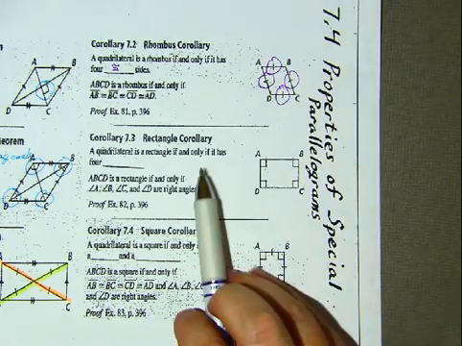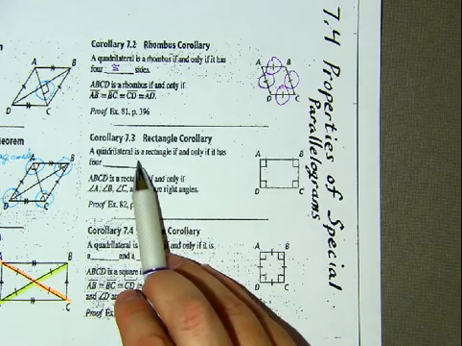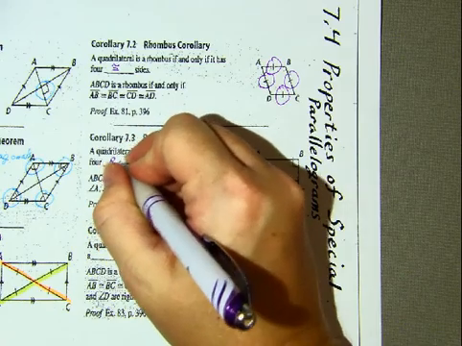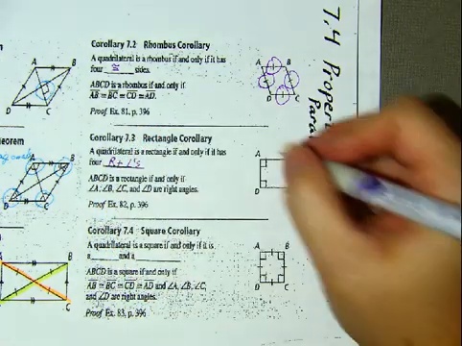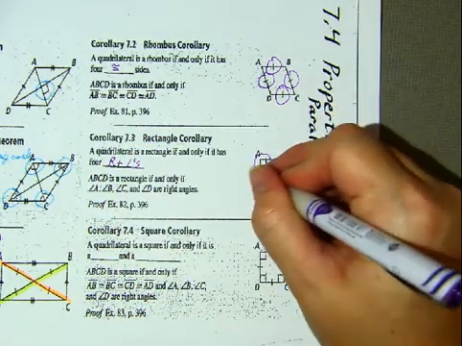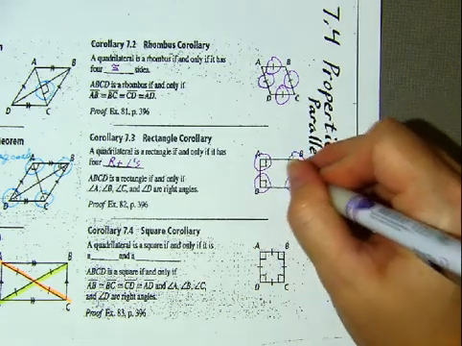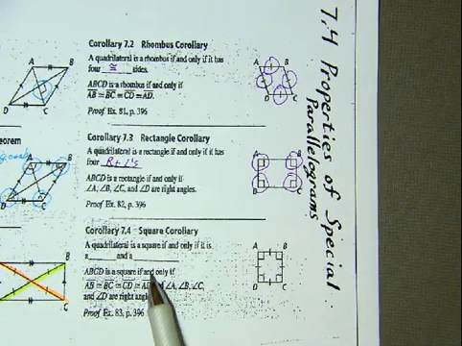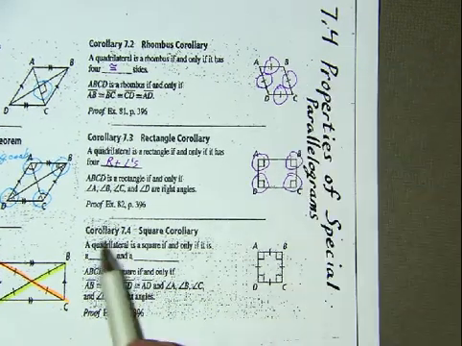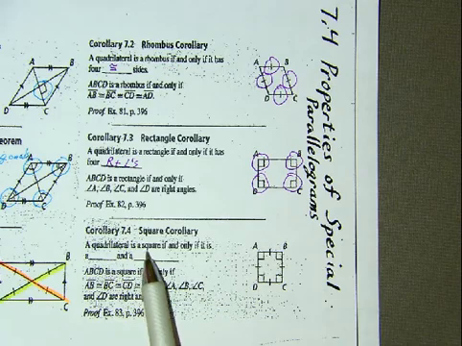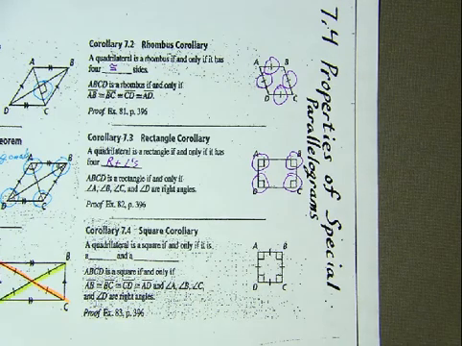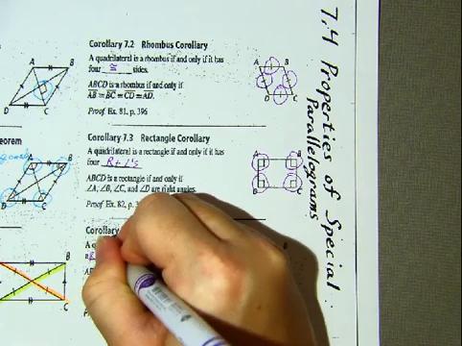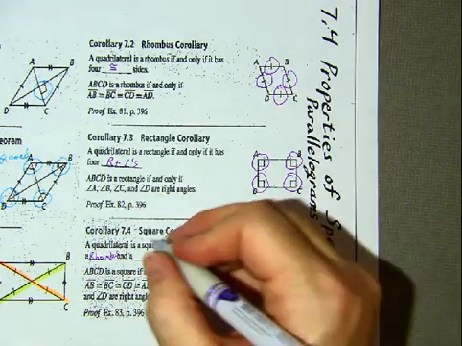The next one is with a rectangle. So a quadrilateral is a rectangle if and only if it has four right angles. Right angles. Remember we said that was specific to our rectangle. We're going to circle those right angles. Okay, and then we're going to come down here and we're actually kind of putting both of these together here. A quadrilateral is a square if and only if it is a rhombus and a rectangle.